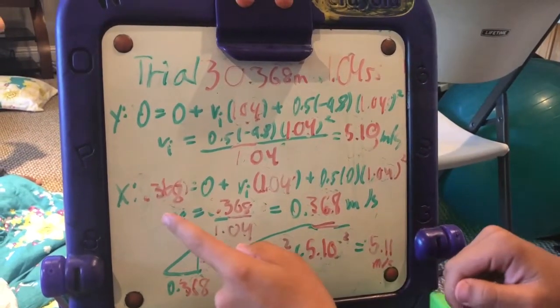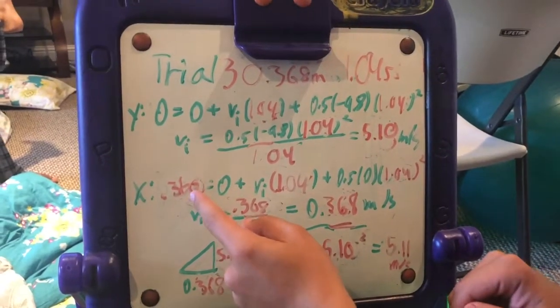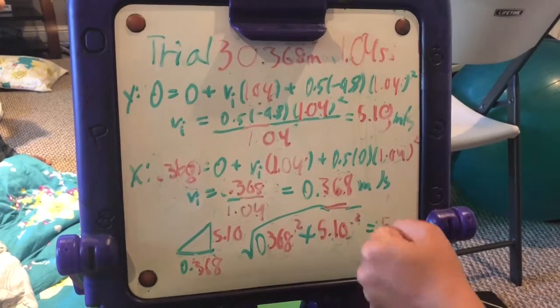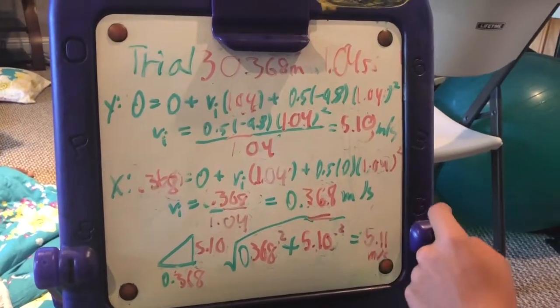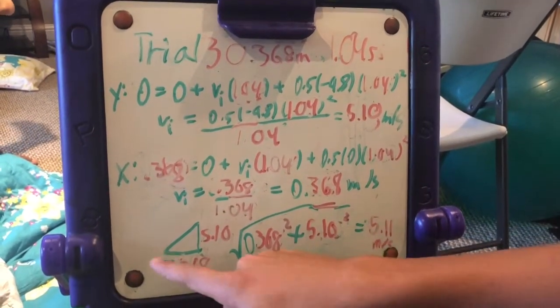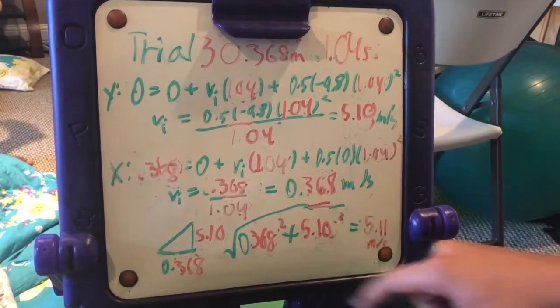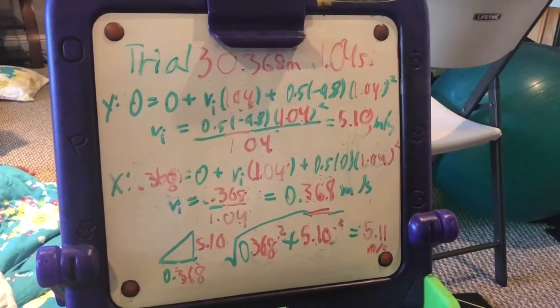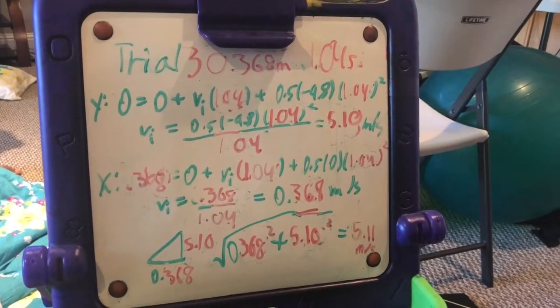And for our X initial velocity, we have 0.368 meters because that's how far the marble went. And then after we calculated using the second equation, we get 3.68 meters per second. And then using the Pythagorean theorem to get the initial velocity, we have 0.368 squared plus 5.10 squared, and the square root of that is 5.11 meters per second for the initial velocity.